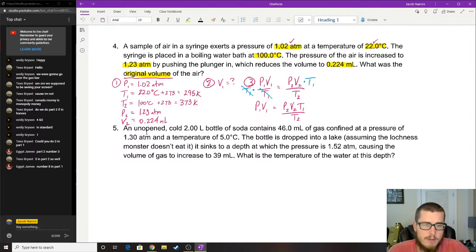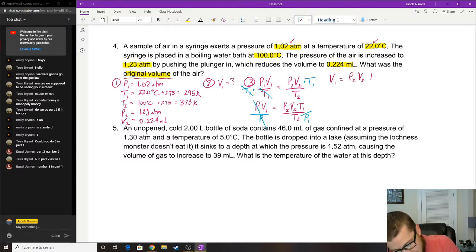So we got all this junk. And again, we're trying to get V1 by itself. So instead of multiplying by P1, dividing by P1 is going to help me cancel it. And so P1 goes away. So finally, what I get is V1 is equal to P2 V2 T1 over T2 times P1. That is the hardest part, okay?